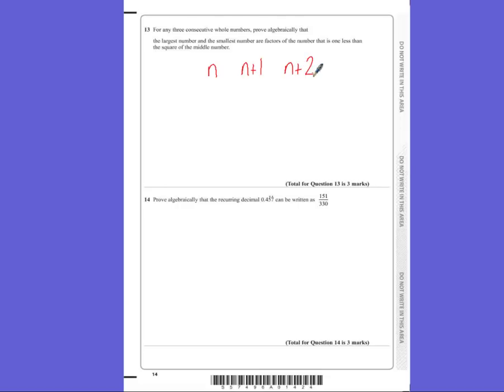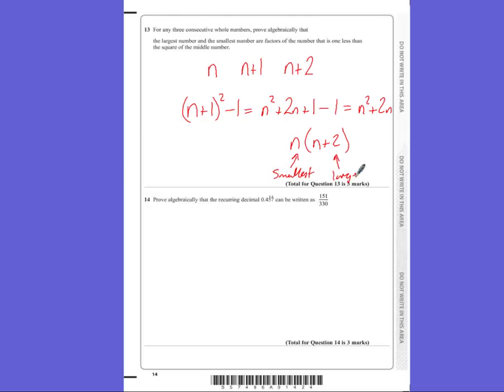It says we need to work out the square of the middle number, but then take one off it. So we need to do n plus 1 squared and take one off it. So n plus 1 squared will give us n squared plus 2n plus 1, and then we need to take one off it. So that will give us n squared plus 2n. Now, if I factorise that, they've both got an n in, so I can factorise that to be n brackets n plus 2. So you can see, this is the smallest number, and this is the largest number.